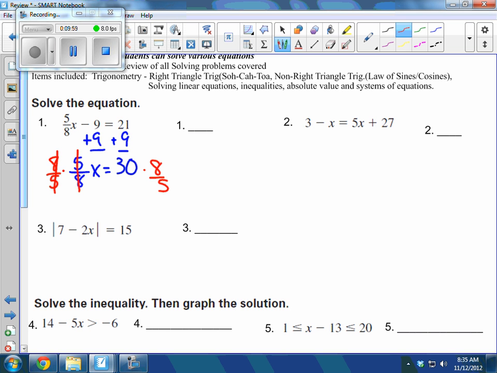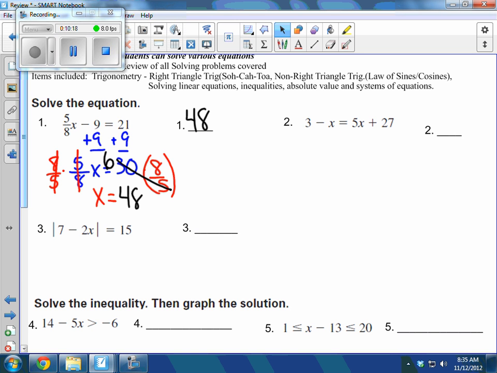8/5 times 5/8 cancels out. You get x. And if you want to use your calculator, go ahead. You just need to put that 8/5 in parentheses. What I'm going to do is take 30 and divide it by 5 for 6, and now take the 6 times 8 and get 48. So that's my final answer here. X is 48.